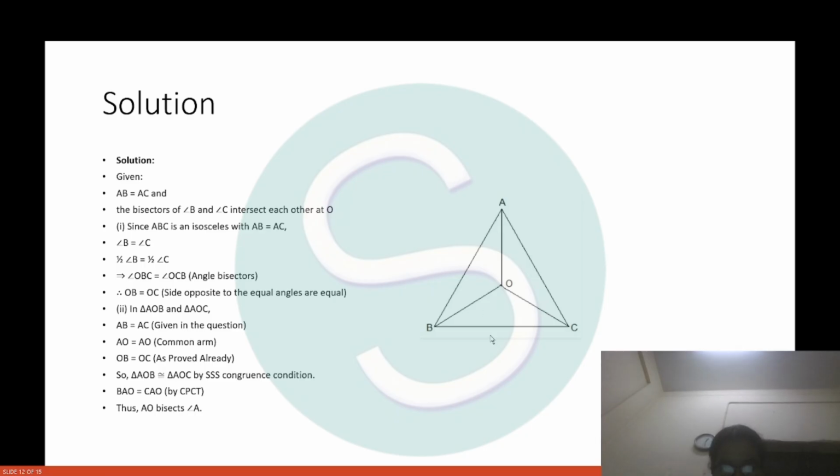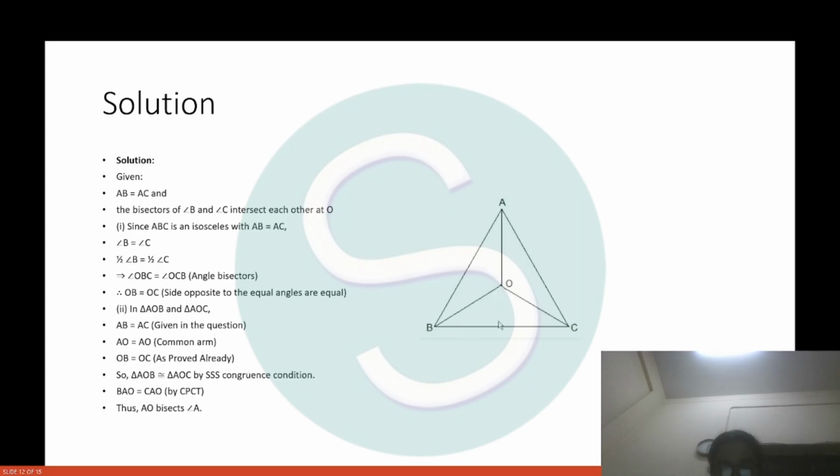Since AB equals AC, angle B equals angle C, because if sides are equal then their opposite angles are equal. If AB is equal to AC, then angle ACB is equal to angle ABC. And their halves will also be equal, right? So we have to prove OB equals OC. We know angle ABC is equal to angle ACB, then their halves, that is, if you look at angle OBC and angle OCB, you will figure out these are nothing but the halves of the two equal angles, right? So this implies that angle OBC equals angle OCB.